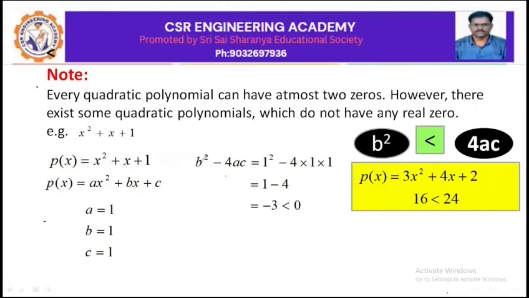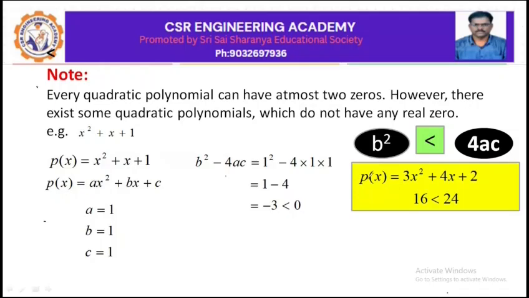Now calculate b² − 4ac, that is equal to 1² − 4 × 1 × 1 = 1 − 4 = −3, which is less than 0. Therefore, x² + x + 1 does not have any real zero.